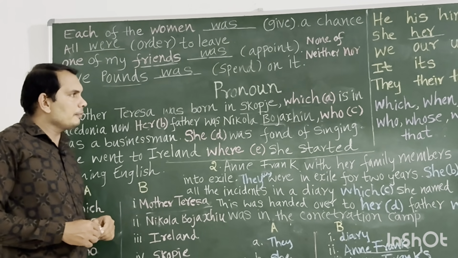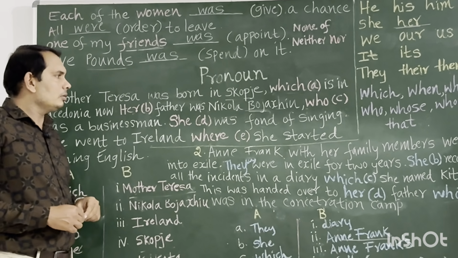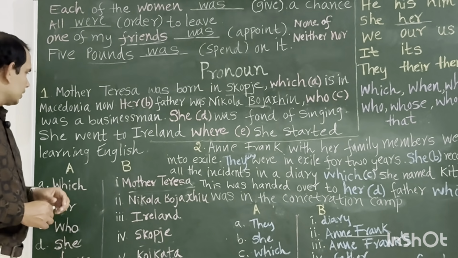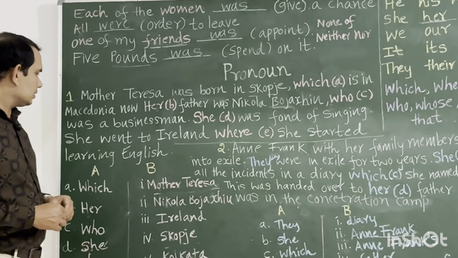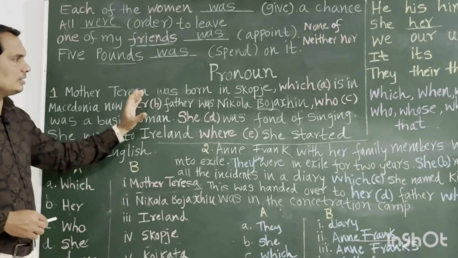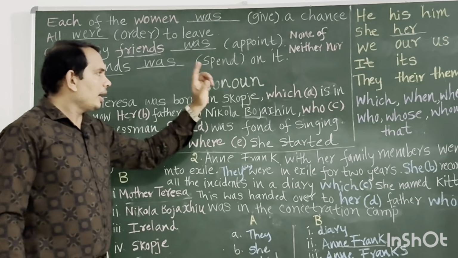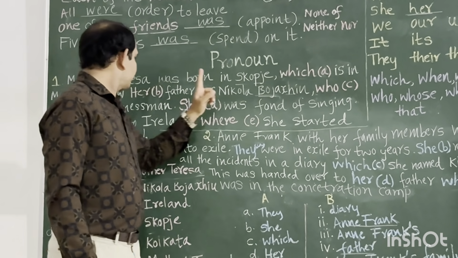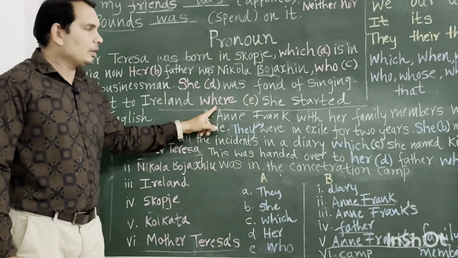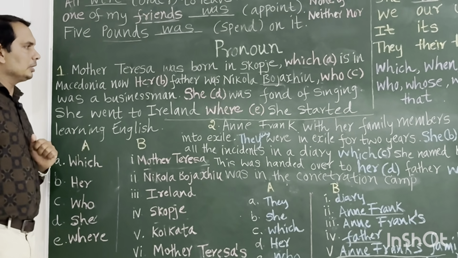Born in Skopje, which is in Macedonia now. Her father was Nicola Bojaxhiu, who was a businessman. She was fond of singing. She went to Ireland, where she started learning English. This is the first question. As you can clearly see here, there are 5 pronouns. They are highlighted here: which, her, who, she, and where. There are 5 pronouns.